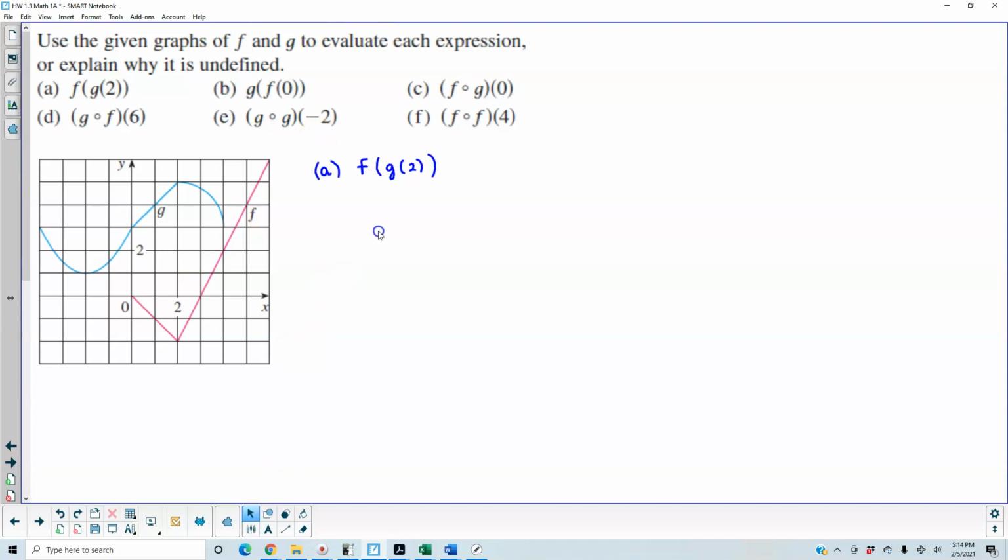So that means that we need to look at the input of 2 for g. So here is 2. And then what is the output on the function g? Well, that output is 5. So that becomes f of 5. And now we're going to go down to the x-axis where we can find 5, which is right here, and we want to see what is the output for f. And therefore that answer is 4.